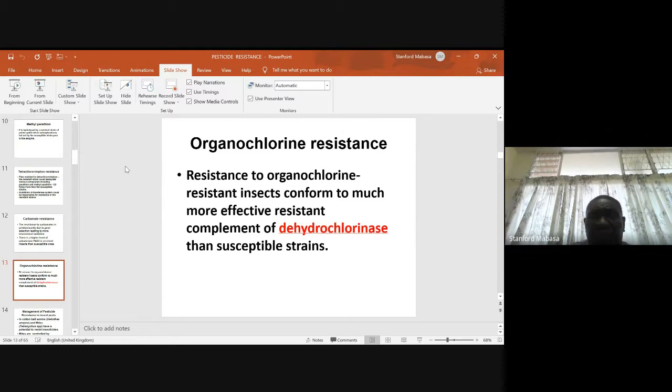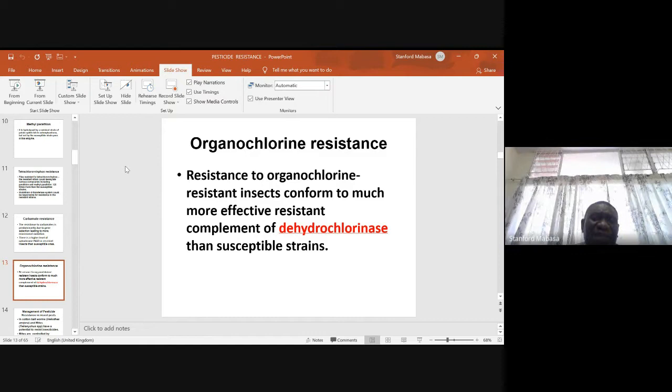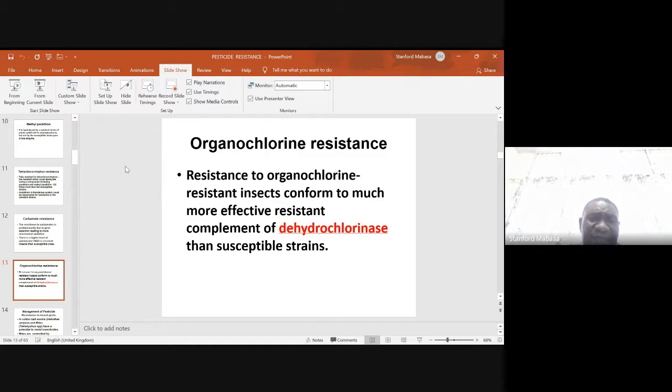We also have organochlorine resistance. This could be due to dehydrochlorinase enzyme, which can also facilitate breakdown of organochlorines in resistant insects. So this could also be due to metabolism.